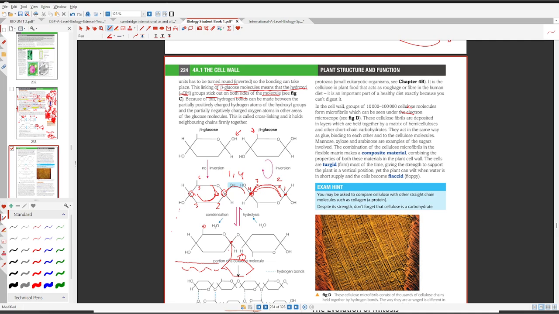These cellulose fibrils are deposited in layers which are held together by a matrix of hemicelluloses, of course, which will make it much stronger or hardened. They act in the same way as glue. Mannose, xylose, arabinose are used in this process. They're going to be some of your hemicelluloses and short chain carbohydrates used to glue them together. The glue was, what was the glue again? The glue was the middle lamella, right? But this is just more.